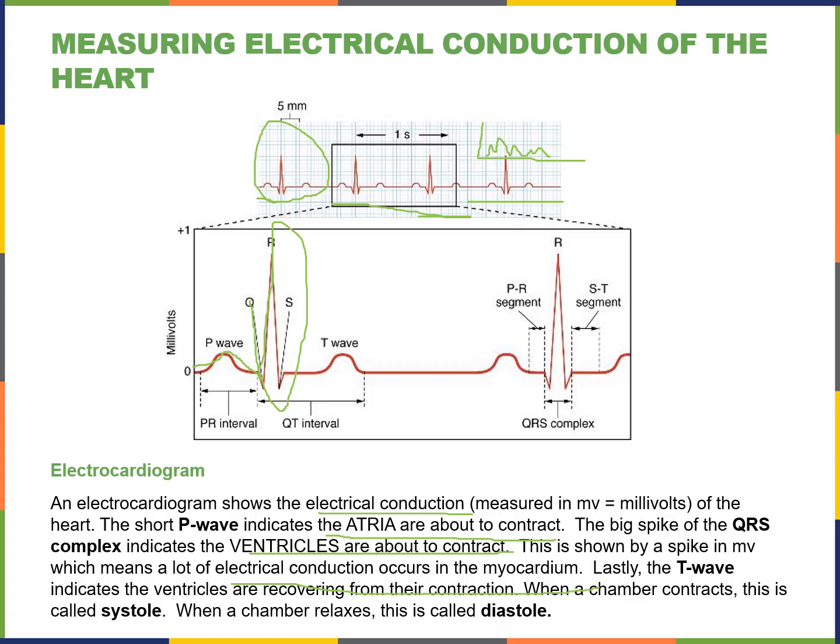Lastly, the T wave, this little one at the end here, indicates that the ventricles are recovering from their contraction, because after the ventricles contract, they have to relax. And so contraction is called systole, relaxation is called diastole, right?